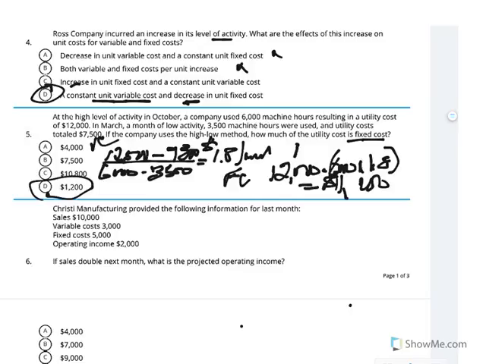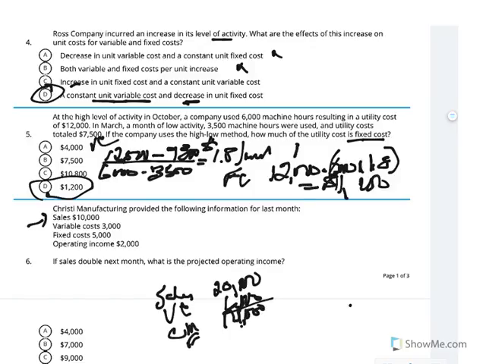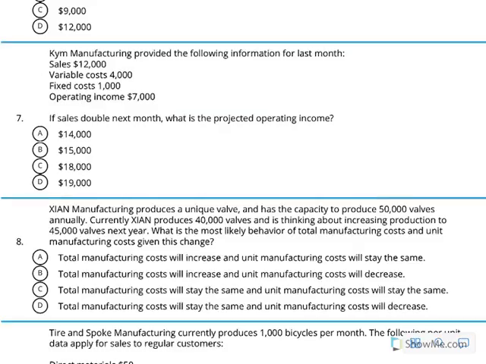If sales double next month, what is the projected net income? Well, Christie Manufacturer has sales of 10,000, and if it doubles, then sales would be 20,000. Okay. Variable cost would also double because variable cost changes in total in direct proportion. So the variable cost will be 6,000, and the contribution margin then would be 14,000. I take off the fixed cost, which is 5,000, and my answer is 9,000. And therefore the answer is C.